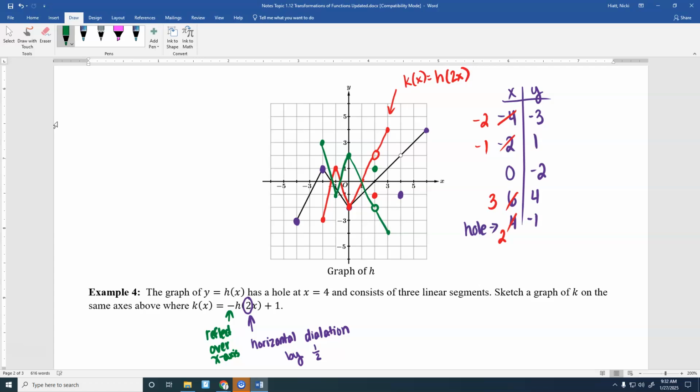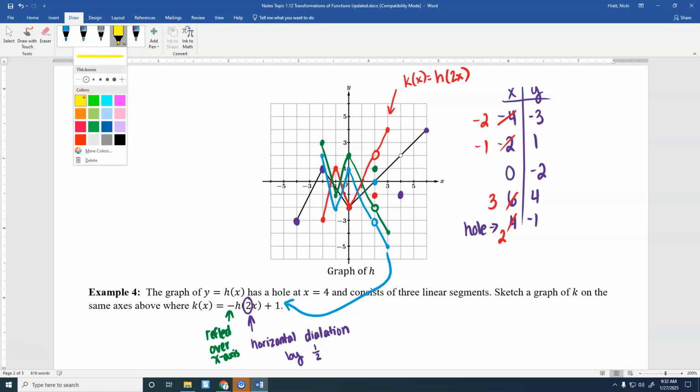The last thing that you need to do is shift that green graph down 1. So let's do this in blue. All of these green points are moving down 1 to give us these blue points. And so this blue graph, that is our final graph right here. Let me try to highlight that for you because there's so much going on here. This blue graph right here would be your final answer.